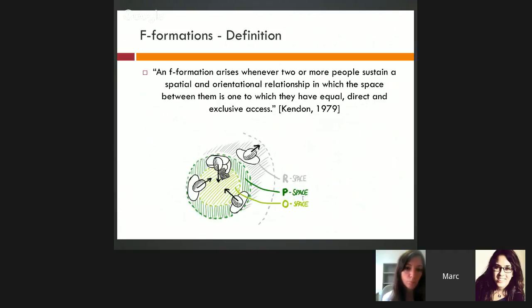It is comprised of three spaces. There is a P space where the people are standing, and there is an O space which the people who are engaged in a social interaction are looking inwards to, and there is an R space where the people who do not belong to this interaction are standing. F-formation has different types. Here you can see them, but we will not go through it.